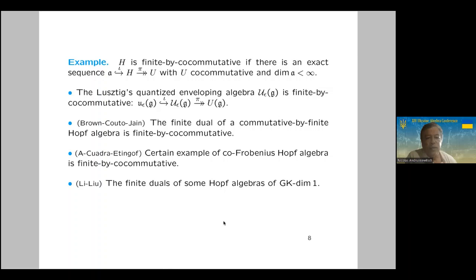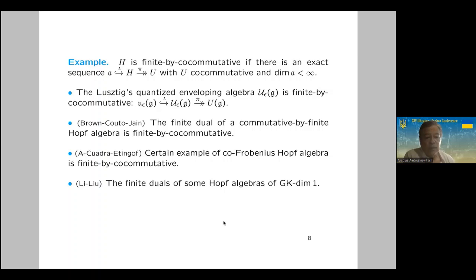Recently, Brown started to study, together with Couto and Jaén, the finite dual of a commutative by finite Hopf algebra. And they show that this is finite by cocommutative. In a paper written some 10 years ago with Juan Cuadra and Pavel Etingof, we show some examples of co-Frobenius Hopf algebras which are finite by cocommutative. We found these examples trying to disprove, actually, a conjecture made by Sorin Dascalescu and myself 20 years ago.